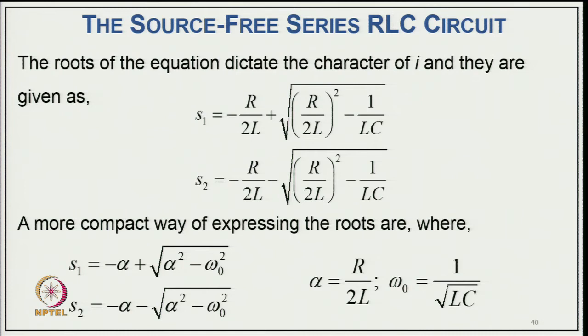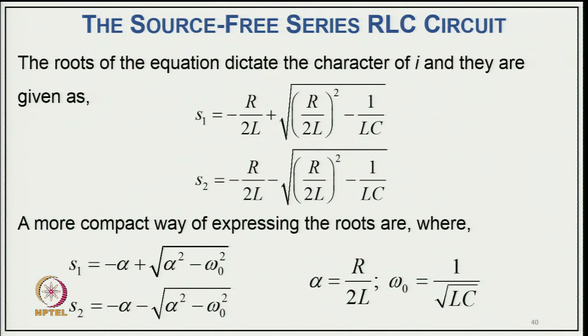And the roots of this equation dictate the characteristic of current, and this is the quadratic equation. So, the solution of the quadratic equation you can write here as S1 equal to minus R upon 2L plus under root (R upon 2L) square minus 1 upon LC, and S2 will be minus R upon 2L minus under root (R upon 2L) square minus 1 upon LC.